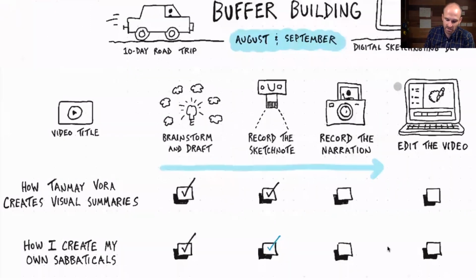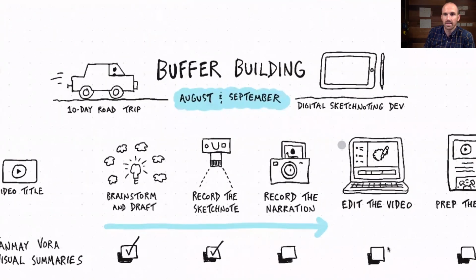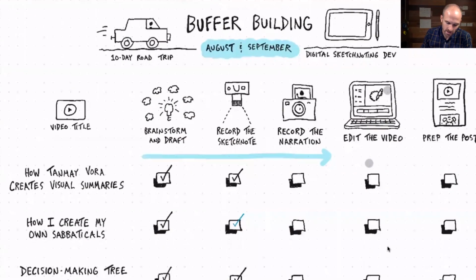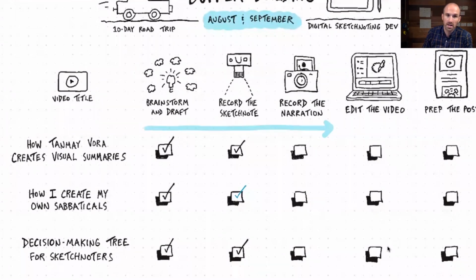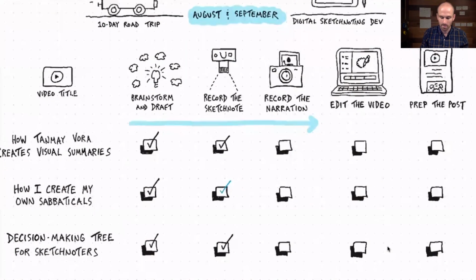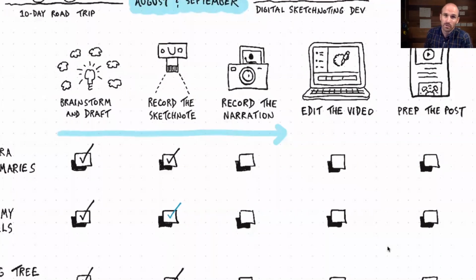So the creation of a kind of visual reference like this is helping me to stay on track because, first of all, I've identified the purpose for building this specific buffer, that 10-day road trip and work that I'm excited to do on digital sketchnoting. So that keeps the purpose top of mind. But then I've also got a space here to outline the individual videos that I want to make and the major steps in the creation of those videos.